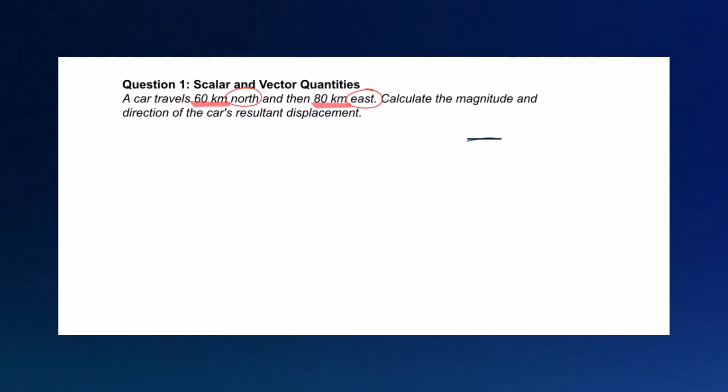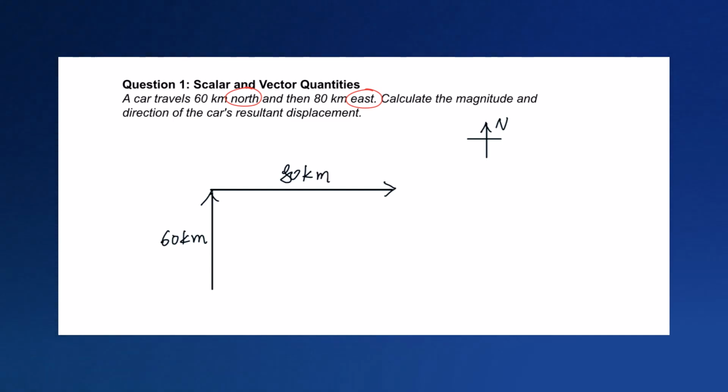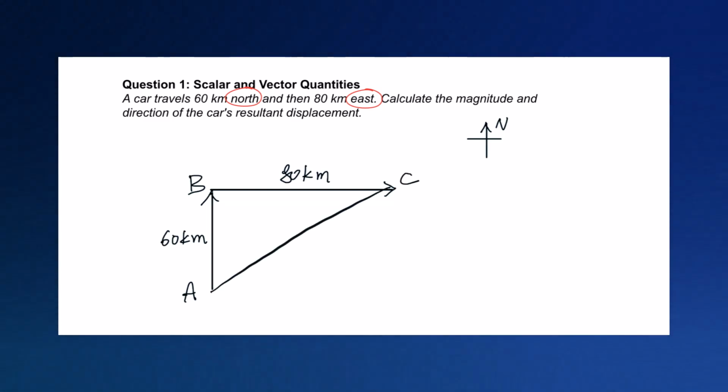Begin by marking the north direction on the diagram using a compass-like cross. Next, draw the first leg of the journey, representing the car traveling 60 kilometers north from the starting point. Then, from the endpoint of this leg, draw the second leg, representing the car traveling 80 kilometers east. Let's label the starting point, intermediate point, and destination as A, B, C respectively for reference. We'll now calculate the distance between A and C.